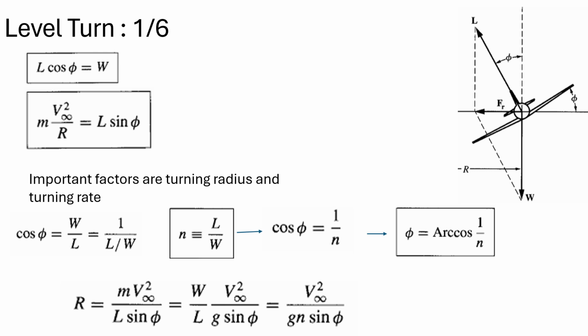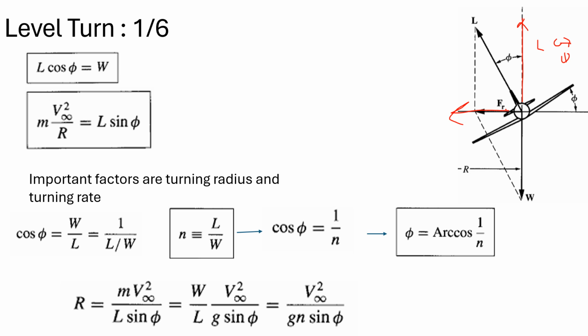So the weight is balanced by L cos phi, right? So this is L cos phi. This covers the weight, whereas the L sine phi, which is in this direction, provides the necessary force to turn the aircraft in a radius r. There are two important factors whenever we are considering the turning. One is the turning radius and the other is the turning rate.